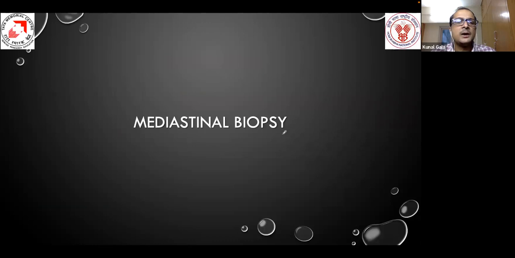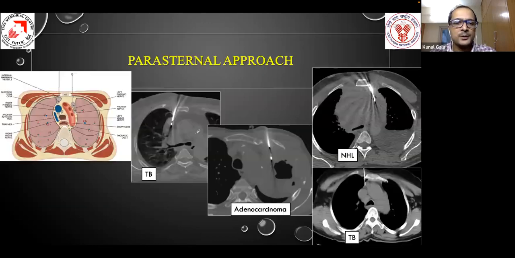Now coming on to the mediastinal biopsy, the most common biopsies that we perform are of the anterior and posterior mediastinum. In the anterior mediastinum, as I showed earlier, the internal mammary vessel is the most common thing which gets affected. So how do we enter into the anterior mediastinum? What one can do is palpate the sternum with the help of a needle.